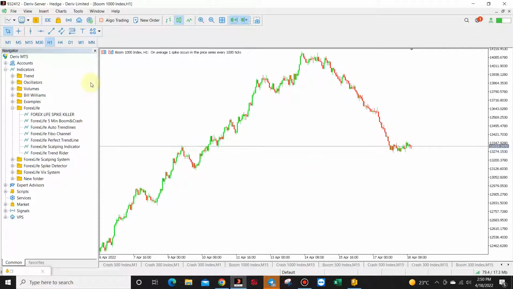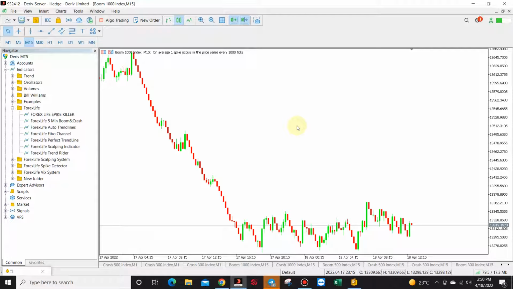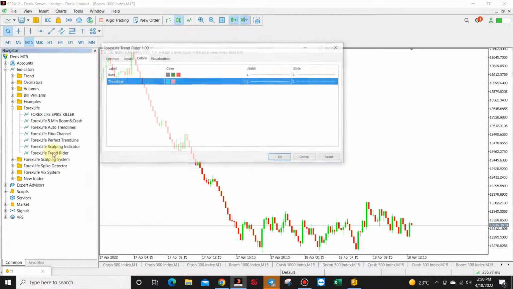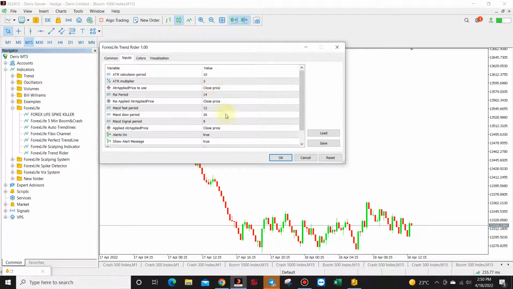So we're going to start off with the 15-minute time frame. I'm just going to zoom in a bit like this so we can actually see. So this is a clear chart. Nothing is loaded on this chart. What we're going to do is we're going to go ahead and load the ForexLife Trend Rider. Okay, ForexLife Trend Rider.